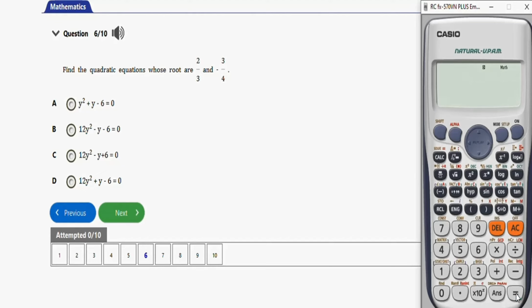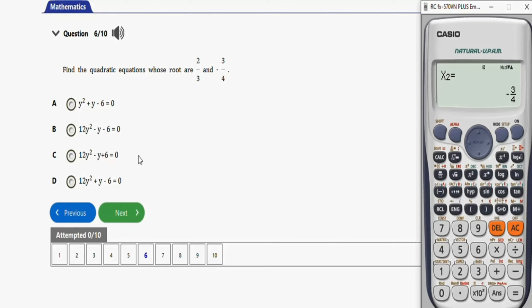So let's check. Oh no, it didn't give us exactly. So let's check option D. Let's not assume, guys. Let's check option D. So here is +1, not -1, and here is still -6. Okay, so let's press equal to. Yeah, so we have 2/3 and -3/4. So the right option is option D.